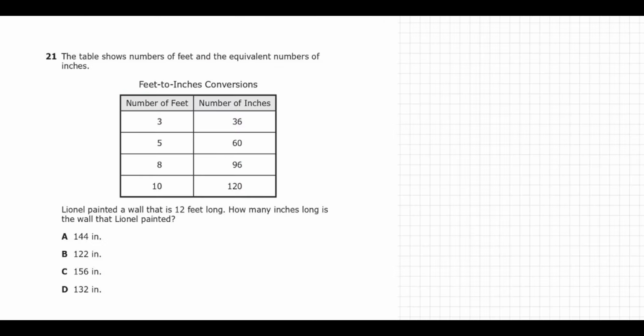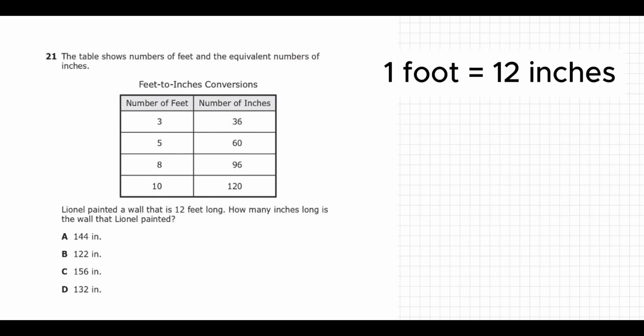Question number 21. The table shows numbers of feet and the equivalent numbers of inches. Lionel painted a wall that is 12 feet long. How many inches long is the wall that Lionel painted? There are 12 inches in 1 foot. Therefore, 12 feet times 12 inches equals 144. Hence, A is the correct answer.